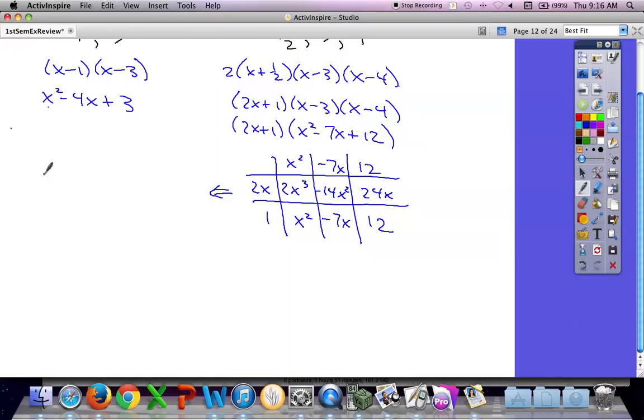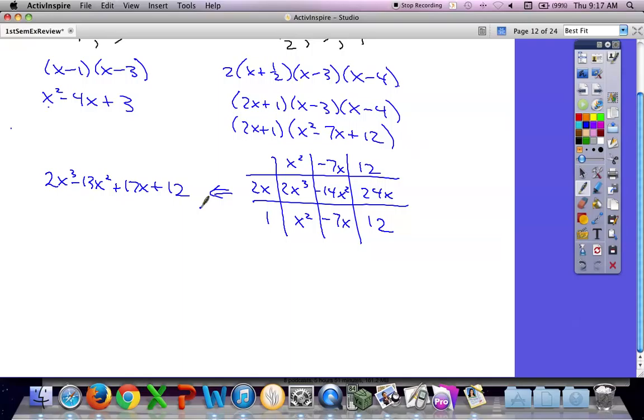So what's the highest power term? 2x to the third. How many squareds do we have? Negative 13, right? 1 minus 14 is negative 13x squared. How about x's? Positive 17. Negative 7 plus 24. And then we have our 12.